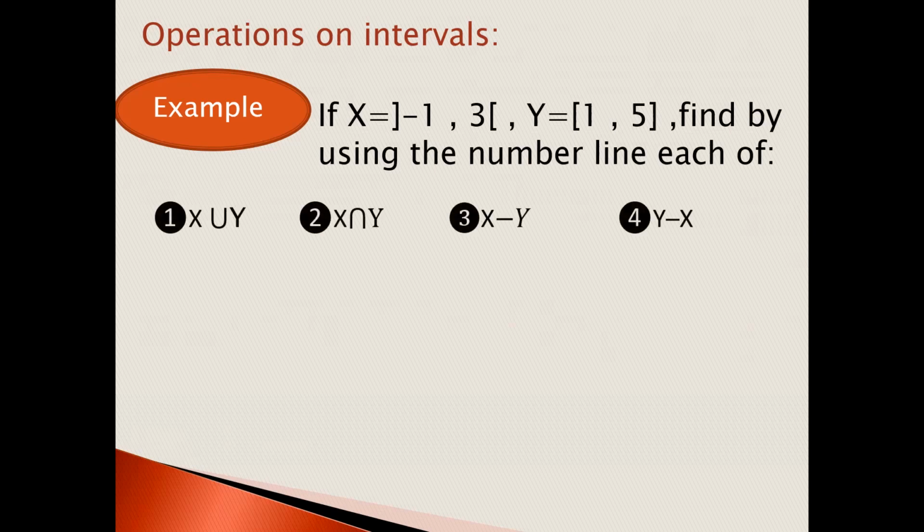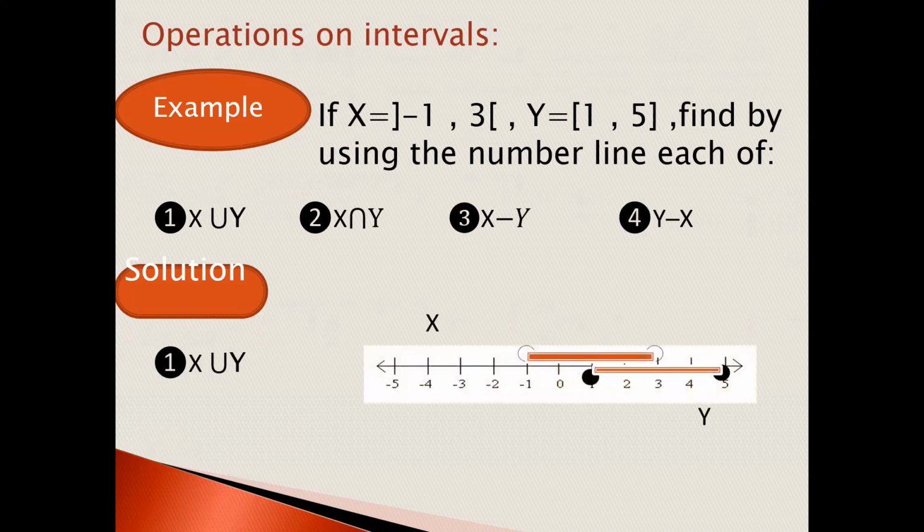Here I have x union y, x intersection y, x difference y, y difference x. First, x union y. What's the meaning of union? Here, I want the union between x and y. So first, I'll draw x on the number line. X is negative 1 and 3, negative 1 open, 3 open. Y is 1 closed and 5 closed.